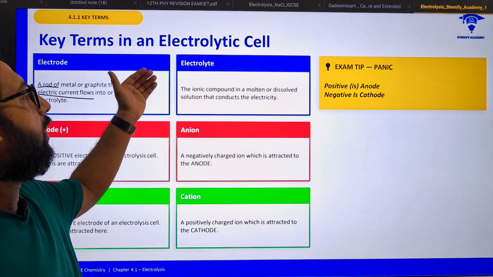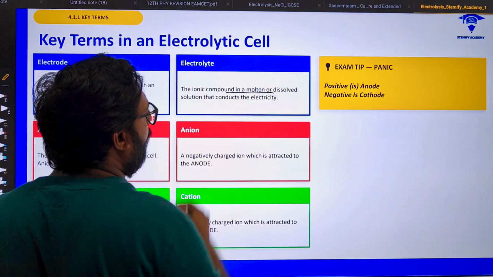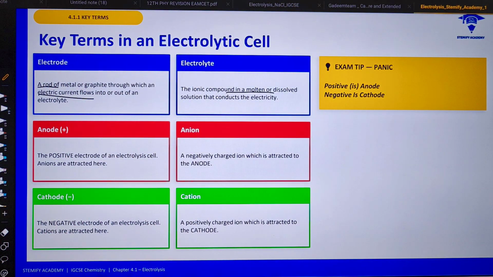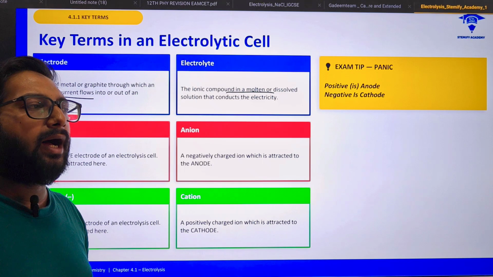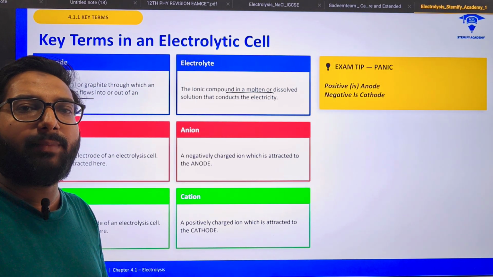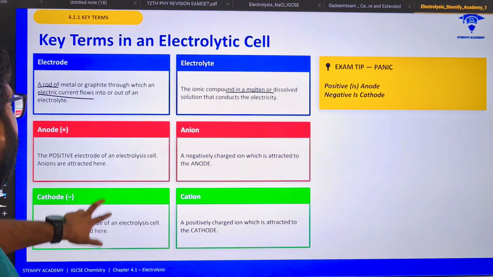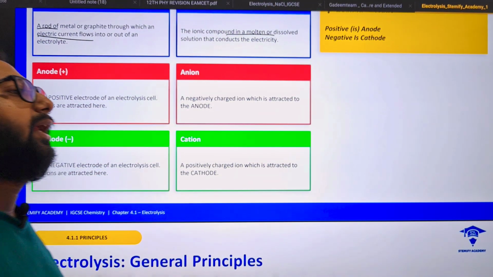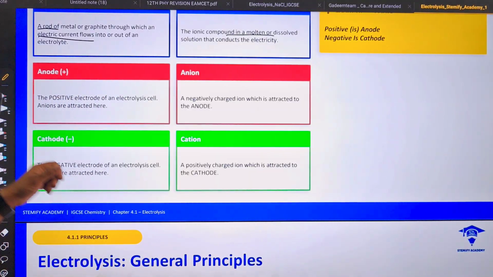What is an electrolyte? An electrolyte is an ionic compound in molten or dissolved solution that conducts electricity. So electrolyte is basically a reactant that is being converted into product by using electricity. So electrolyte is our reactant, and it is mostly an ionic compound.